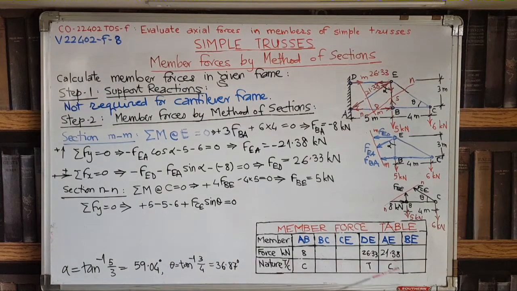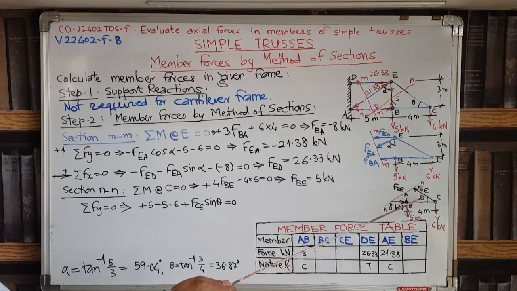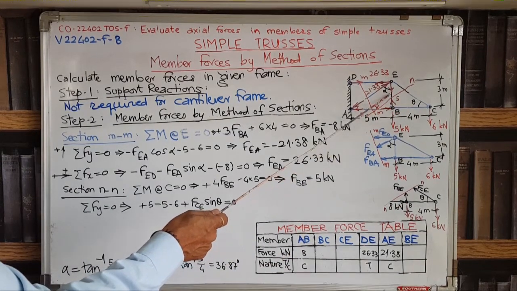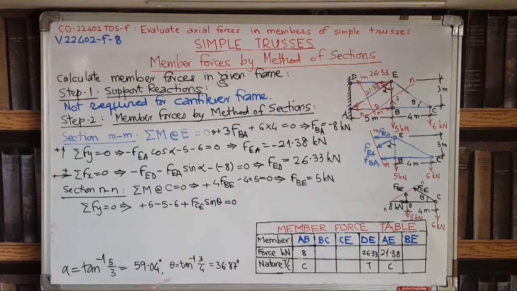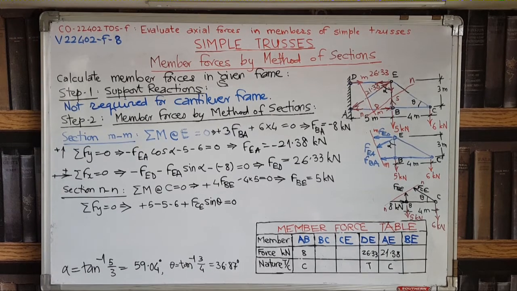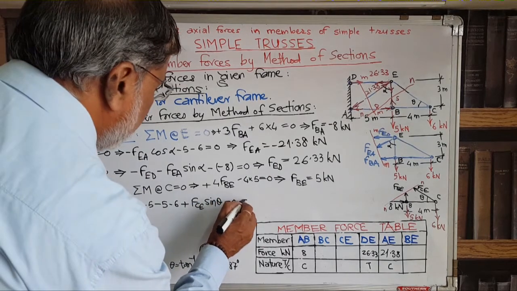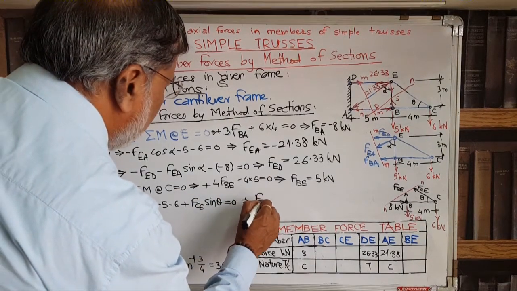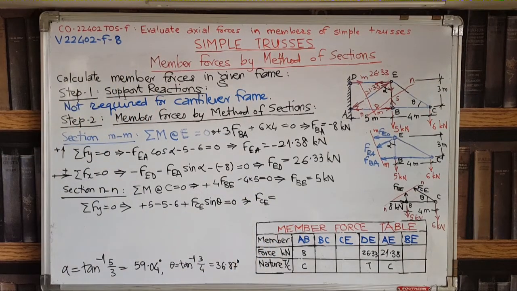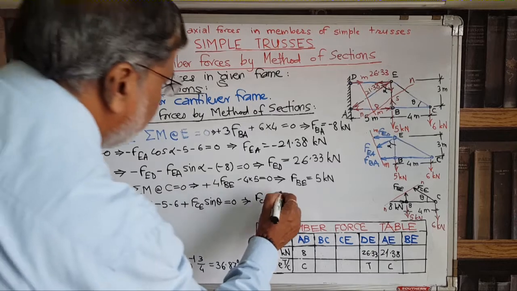So here as a geometrical detail, we have to calculate the angle theta. Theta is tan inverse of opposite side upon adjacent side. So theta is equal to tan inverse of 3 upon 4, that is 36.87 degrees. So with this we get the value of FCE. So this gives us value of FCE as 10 kilonewton.